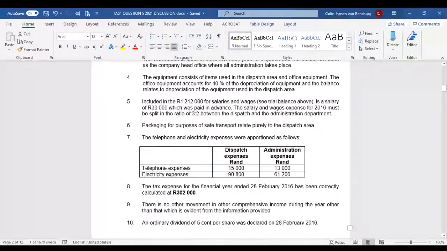Okay, so we said that 30,000 should not be recognized as an expense this year. And then they go on, they say the salary and wages expense for 2016 must be split in the ratio of 3:2 between the dispatch and the administration department, right? So when we take that expense, the salaries and wages expense, we have to allocate it in that ratio, 3:2. In other words, 3/5 to the dispatch department and 2/5 to the administration department, right? So that we can consolidate those hundreds of expenses into simply 2 or 3 or maybe 4 cost functions, right?